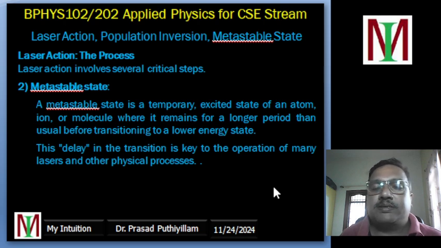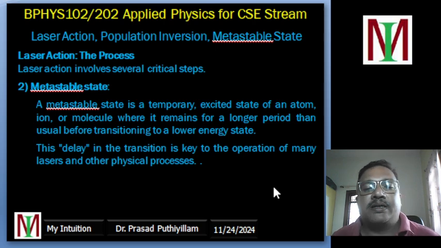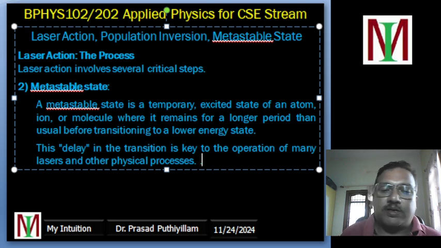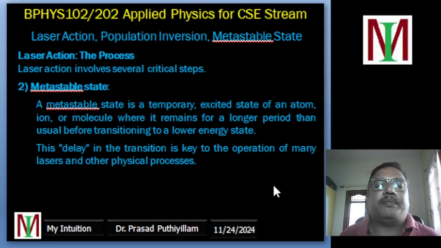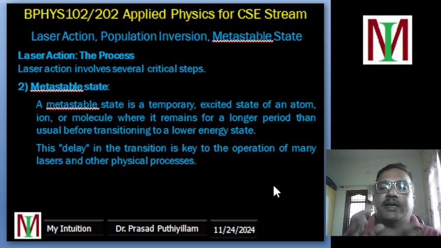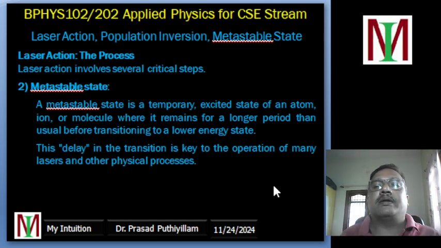The second stage is reaching the metastable state. A metastable state is a temporary excited state of an atom, ion or molecule where it remains for a longer period than usual before transitioning to a lower energy state. This delay in the transition is key to the operation of many lasers and other physical processes. So that is the requirement: a temporary metastable state, with a small delay, so that more photons will come and stimulated emission happens continuously.